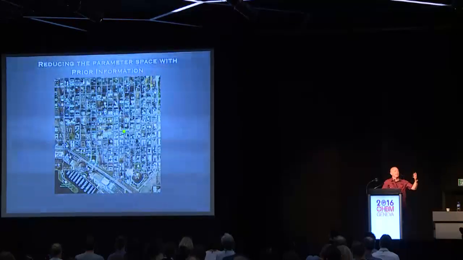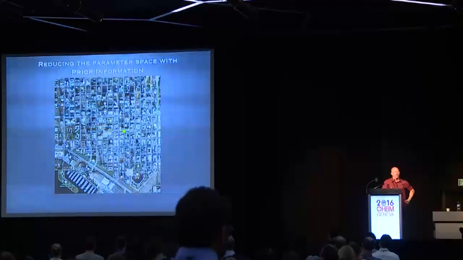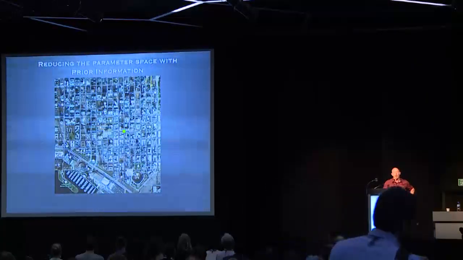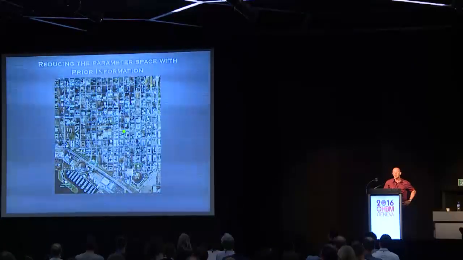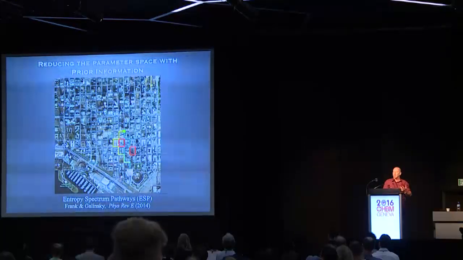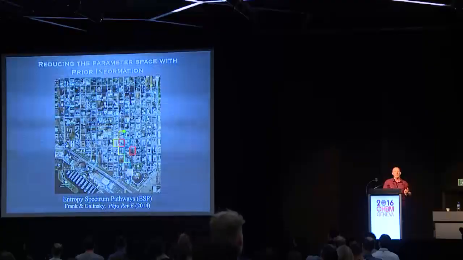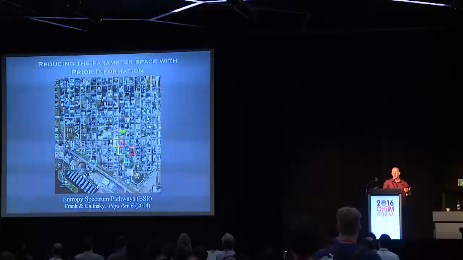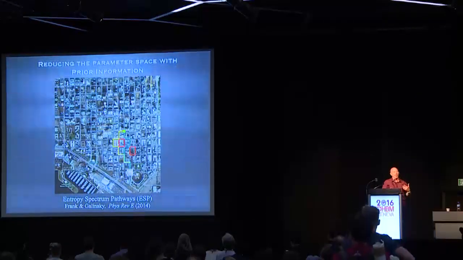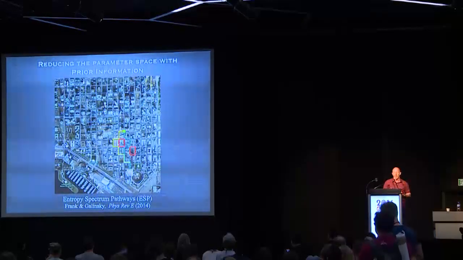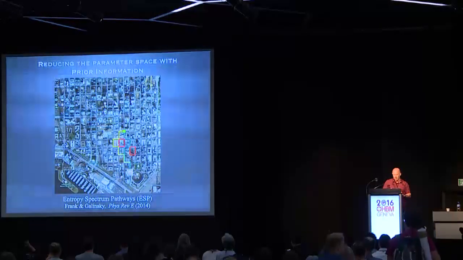So what we'd like to do is use prior information to reduce that parameter space. The green dot is where I live in San Diego, and there's a ballpark, a little baseball park down there. There are a lot of ways I can walk from my house to the ballpark. But if there are city blocks that are blocked off in red, then that alters the pathways that I can take. It turns out that knowing something ahead of time about what parts are accessible and what aren't tells you something about the pathways in any space or lattice. That's called the entropy spectrum pathways, and that's something we developed.